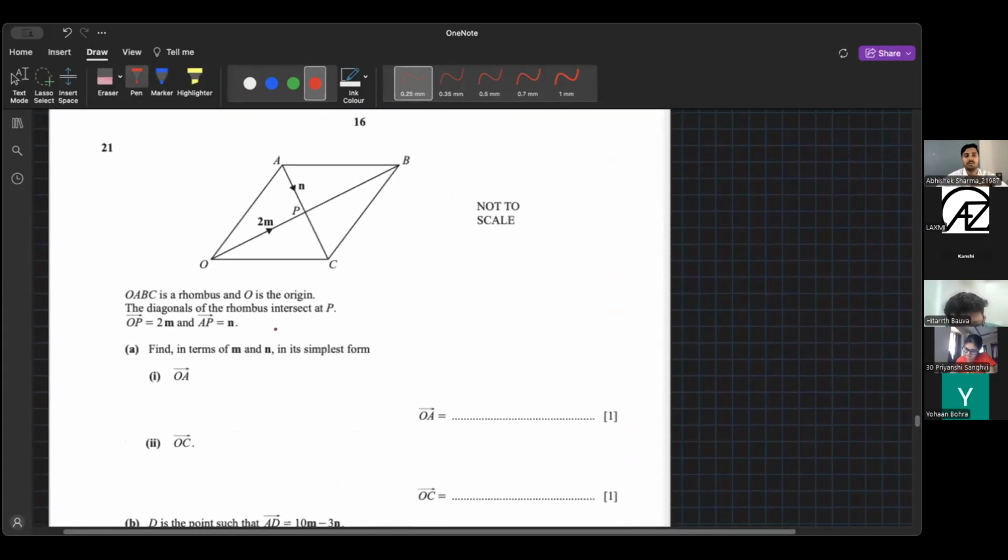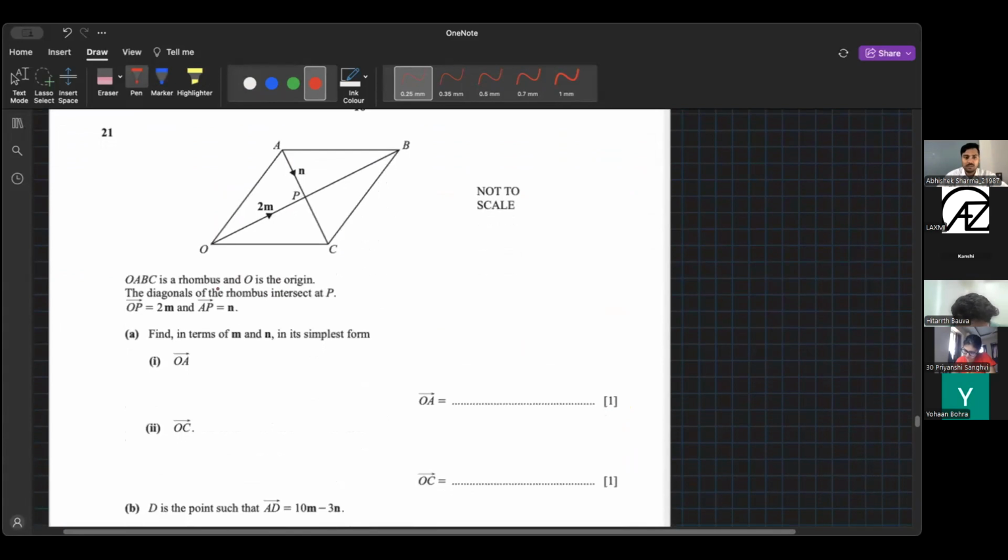Let's move on to question number 21. Problem based on vectors. OABC is a rhombus and O is the origin. The diagonals of the rhombus intersect at point P. This is the point of intersection. OP is 2m. AP is n. It says find in terms of m and n in the simplest form OA.